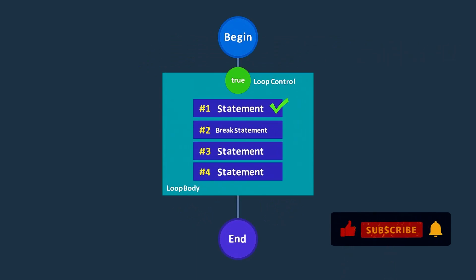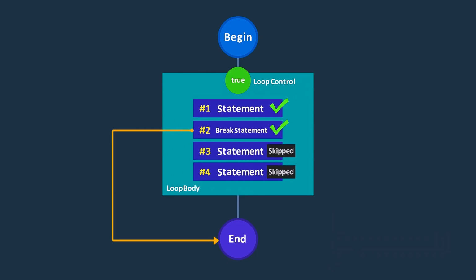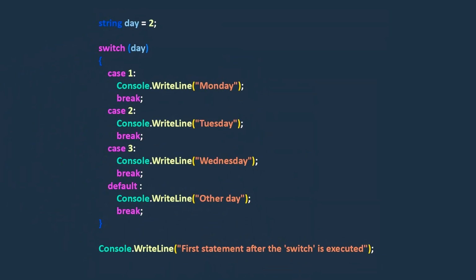This statement terminates the nearest loop or switch statement and transfers control to the next statement after the loop or switch. For example, here, the value of the day is 2, which matches the second case. Immediately after executing the statement inside the second case, the break statement terminates the switch block and the control is transferred to the statement immediately following the switch.